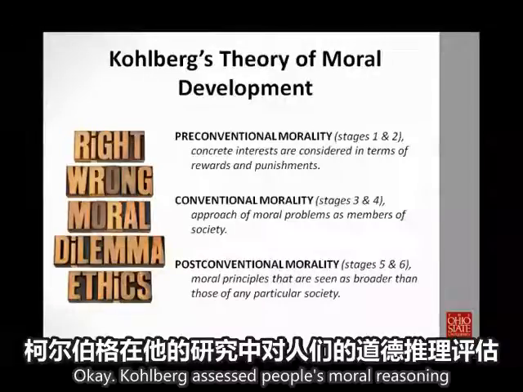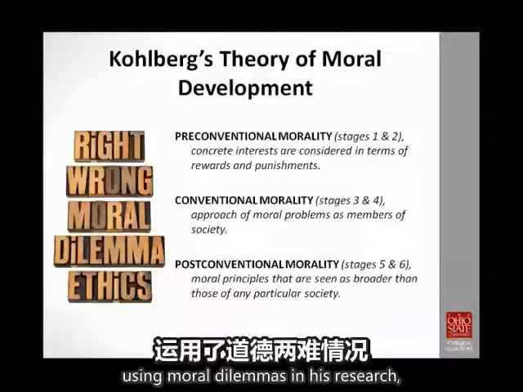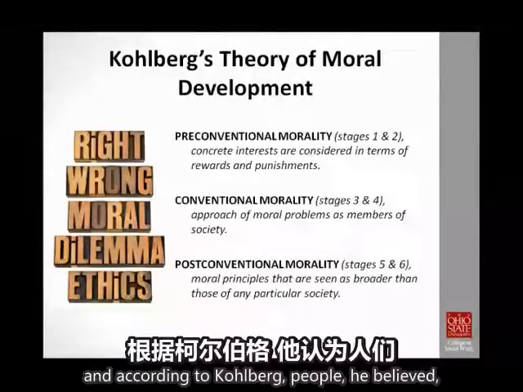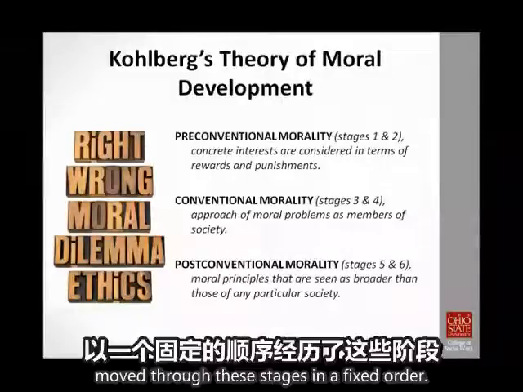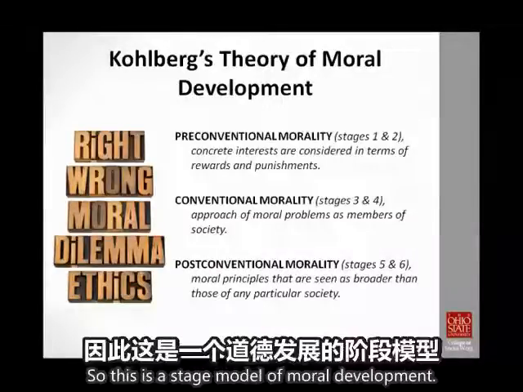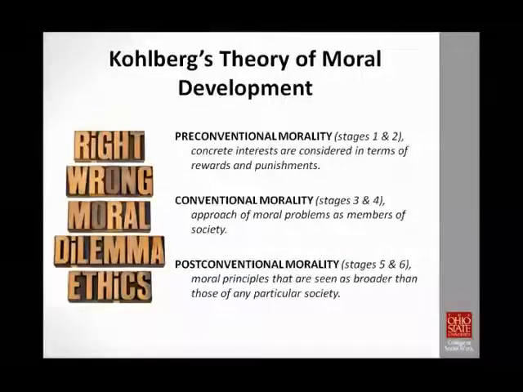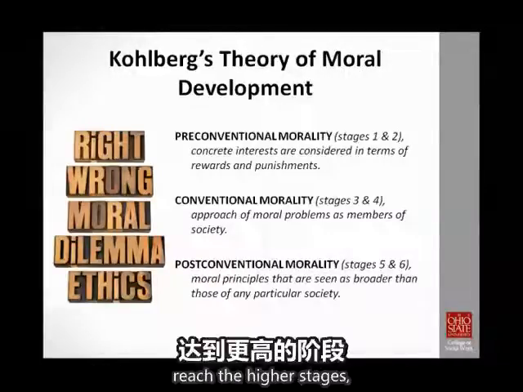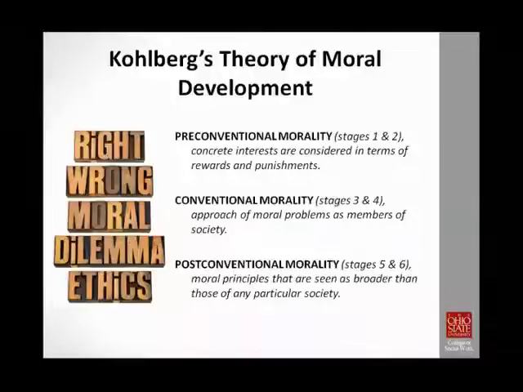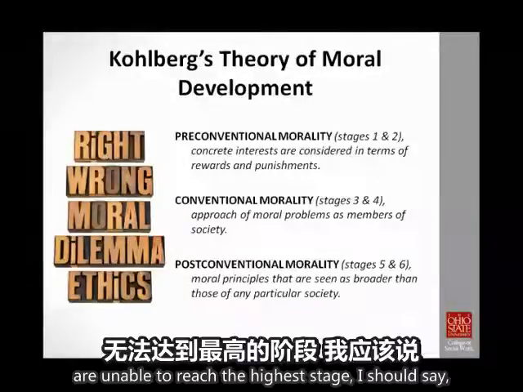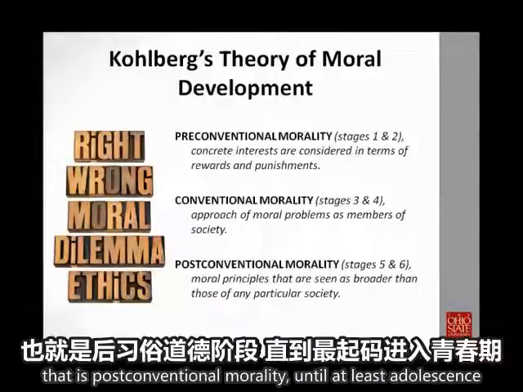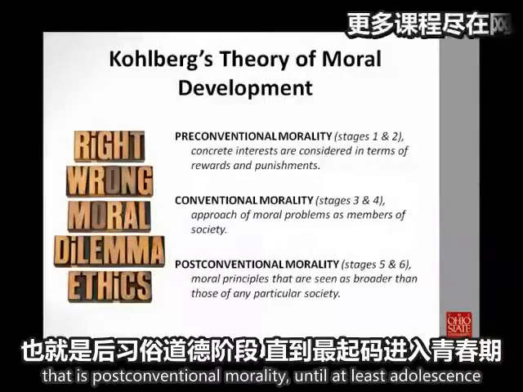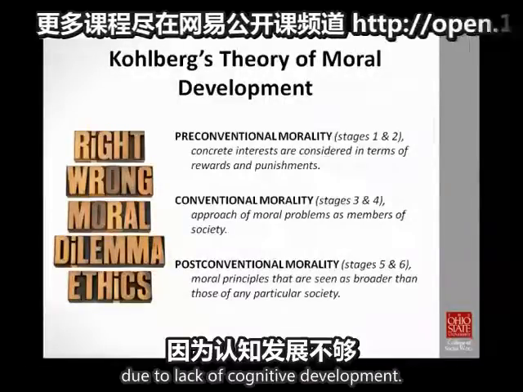Okay, Kohlberg assessed people's moral reasoning using moral dilemmas in his research. And according to Kohlberg, people, he believed, moved through these stages in a fixed order. So this is a stage model of moral development. Kohlberg contended that people are unable to reach the higher stages, unable to reach the highest stage, I should say, that is post-conventional morality, until at least adolescence, due to lack of cognitive development.